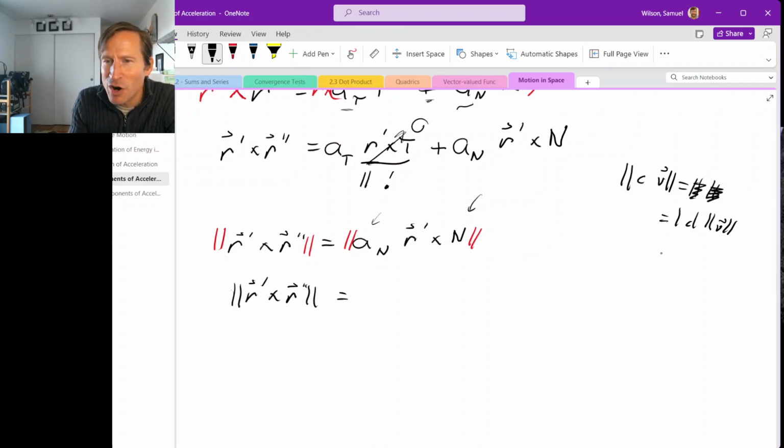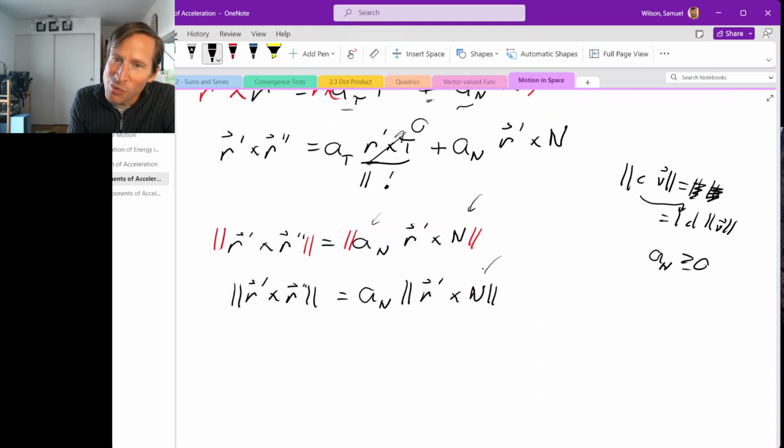But we observed way at the beginning that a sub n is always greater than or equal to 0, and so when we move this scalar multiple out in front and take its absolute value, well, it was already positive, so the absolute value does nothing, and we just get a sub n times the magnitude of r prime cross n. And remember, we're hoping to get rid of n, because actually calculating n would be a big pain. So let's use the geometric formula for the magnitude of a cross product. The magnitude of a cross product is the magnitude of the first factor times the magnitude of the second factor times the absolute value of the sine of the angle between them, right?